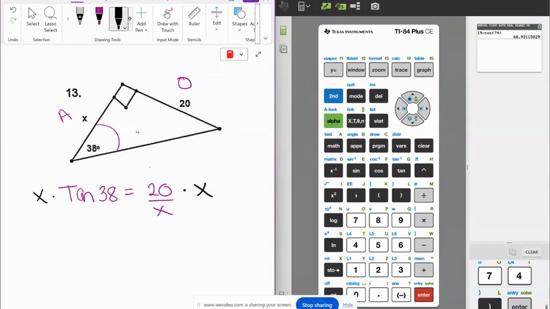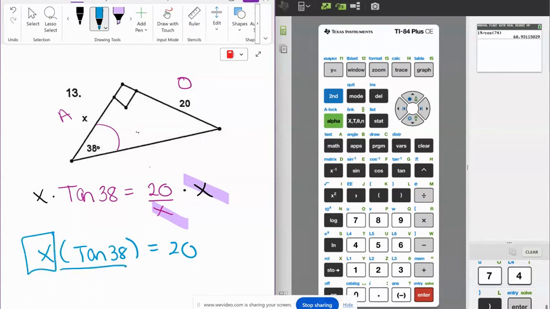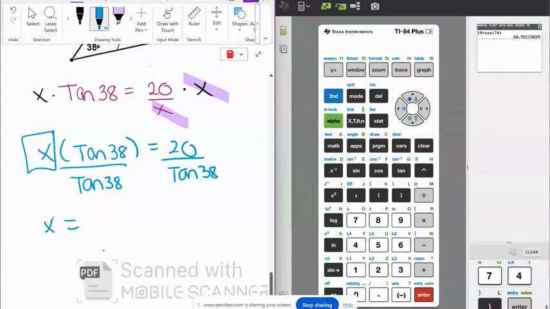When we do that, the x's on the right cancel. So now I'll have x times the tangent of 38 is equal to 20. I need to solve for x, so I will divide by the tangent of 38. So in your calculators, what should you be typing? You should be typing 20 divided by the tangent of 38, enter, and we will have 25.6. How many people got that?